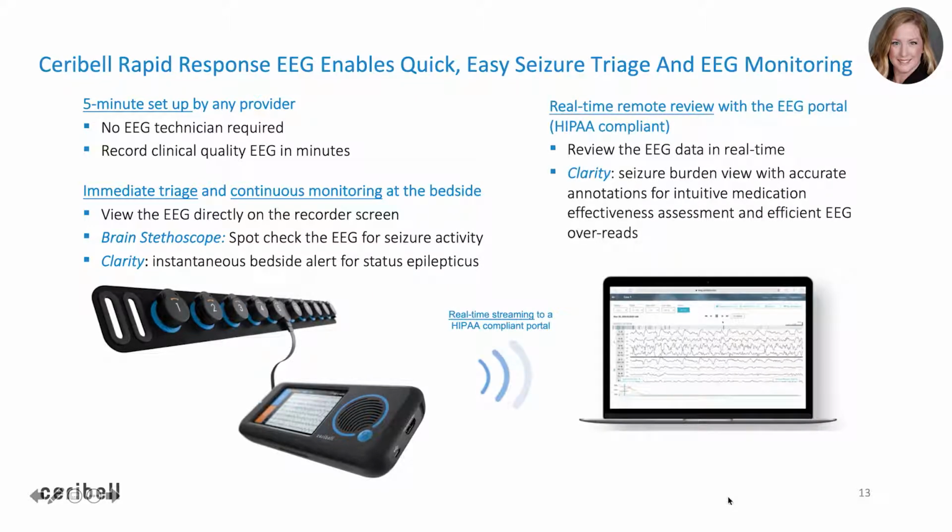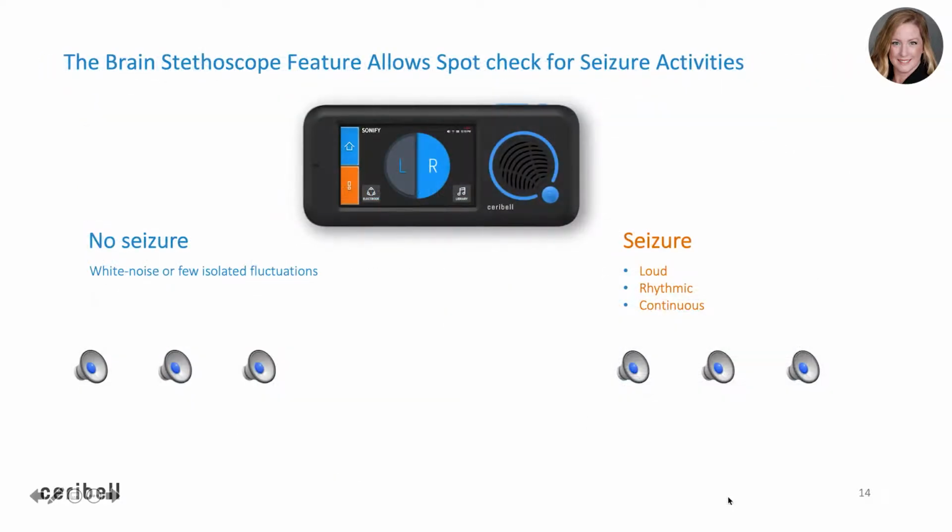The Ceribell recorder streams this information in real time over the hospital's medical device Wi-Fi to a HIPAA-compliant portal. This portal provides real-time remote viewing of the EEG data. The Ceribell device communicates directly to the portal. It does not communicate to your EMR system. Brain stethoscope is the first platform Ceribell introduced that allows for spot checking for seizure activity by the bedside team.